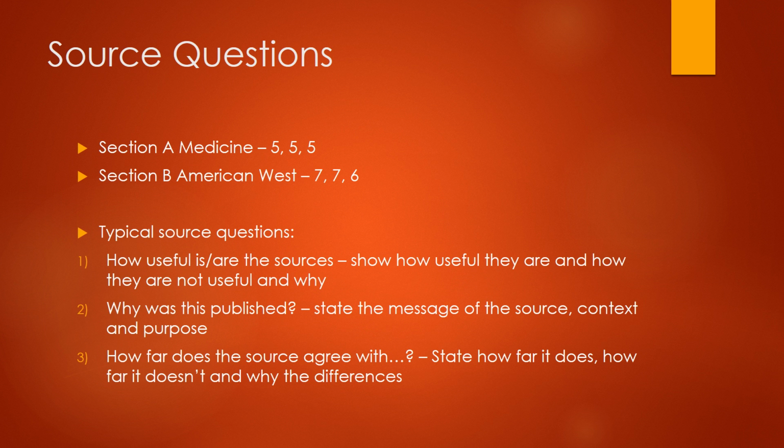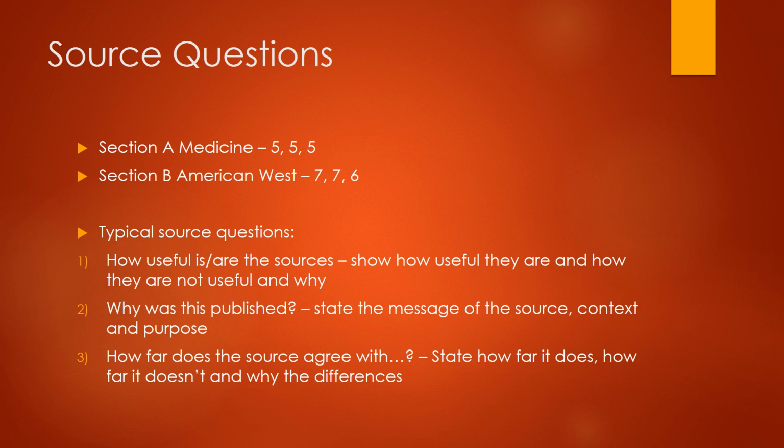So with the source questions, there's a section A which is medicine and you have 5 marks. That could be a combination source as it was last year. So that would mean that you'd have a source A and source B, compare them and talk about what makes them similar or different. You could have a talking about how useful it is or why it was published.